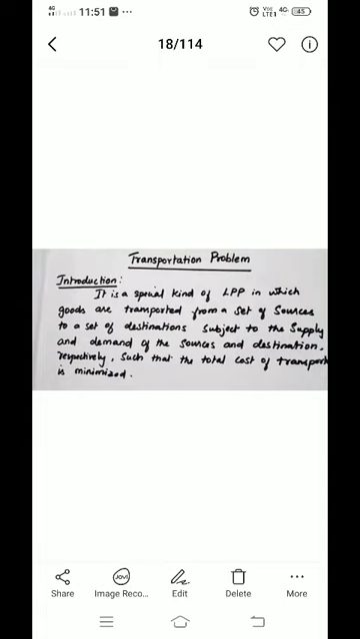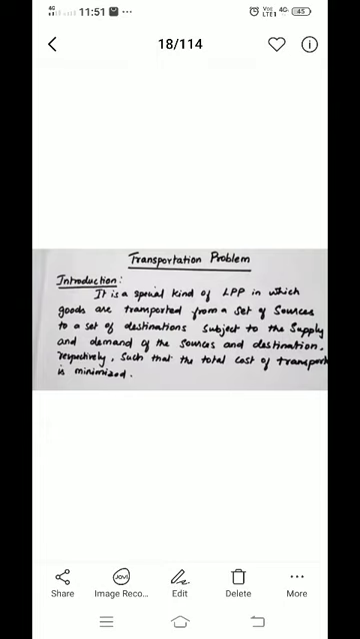It is a special kind of LPP in which goods are transported from one set of sources to another set of destinations, or from one place to another place, where the supply and demand are the sources of demand with respect to where the sources are there and where the demands are there. From the source places we are supplying to the demand location. This is nothing but a transportation problem. Here the total cost of the transportation is minimized.